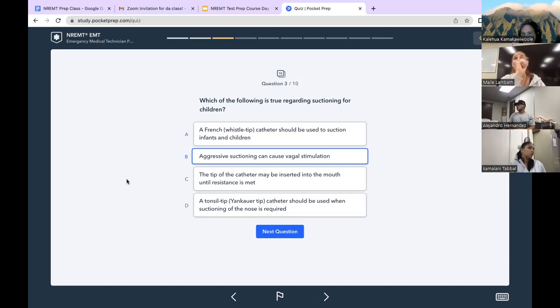When we suction, how far in do we go? Only as far as you can see. You should remember that from skills testing, because there's a lot of measured length. But you don't ever go in until you hit resistance. Think about it this way: when you take an OPA and someone has a gag reflex and we stick something in there until we hit resistance, what's going to happen? The patient's going to vomit. We don't want to hit anything, because if they have a gag reflex, we'll cause them to vomit and now you'll have a lot more stuff to suction out.